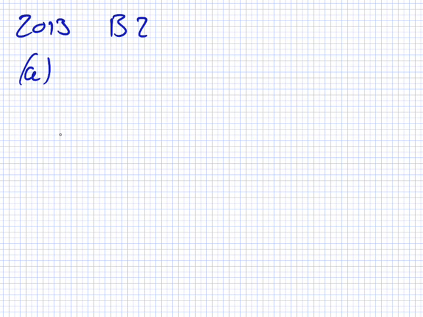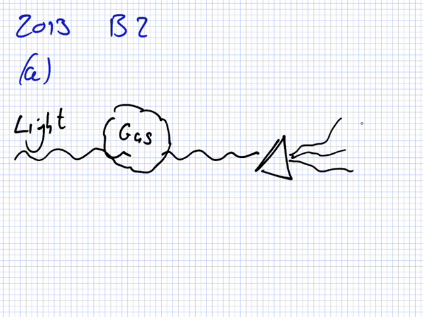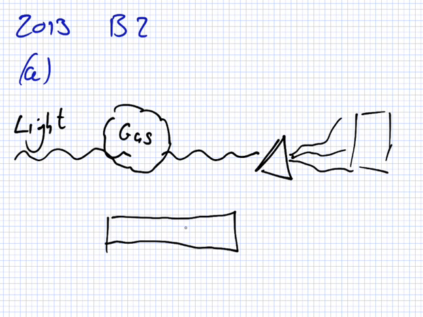And what's causing it? So what they're saying here is, you have some gas, and you have some light here. And the light comes into the gas, comes out of the gas, and then you put it in a prism, and you split the lights. And here, if you look at what you get, it looks like this. You have red, orange, yellow, green, blue, you know, the usual stuff.